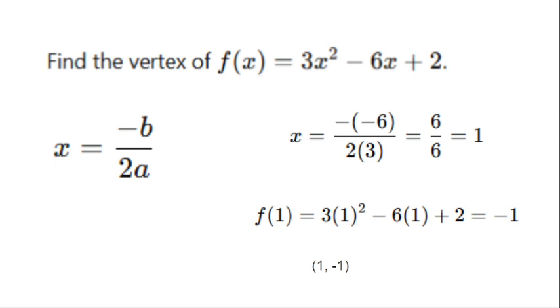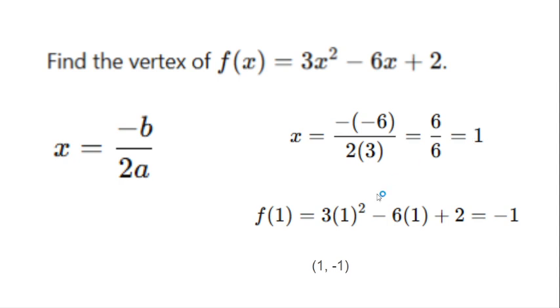Okay, so first, let's find the vertex of the function f(x) = 3x² - x + 2. We use the formula to find the x coordinate of the vertex. Okay, so this is the formula which we're going to use, and here you put a = 3 and b = -6. So when you plug it in from this formula, you get this, and you get 1.